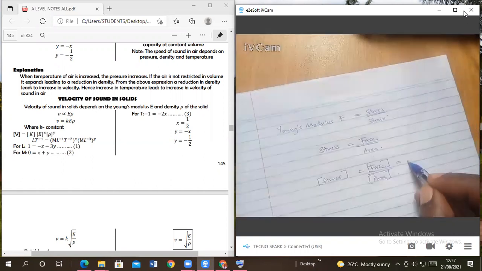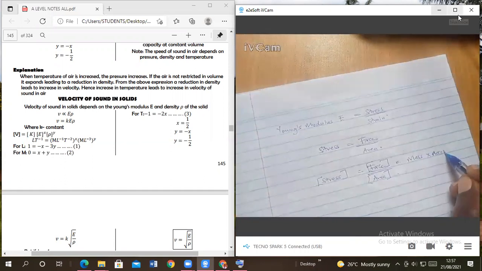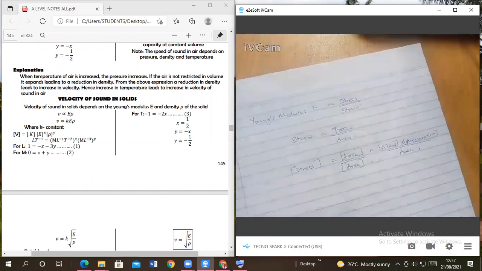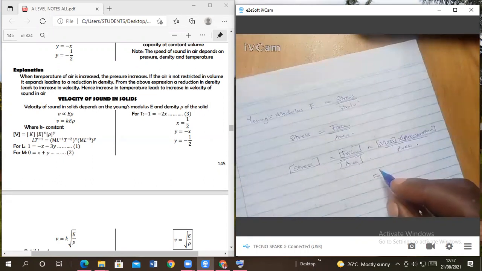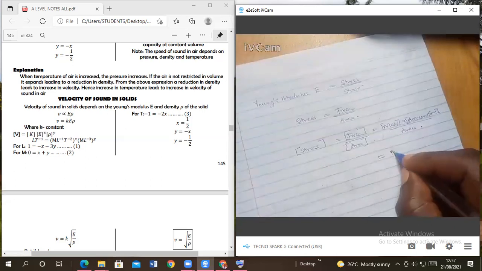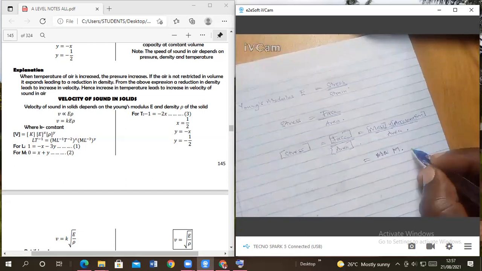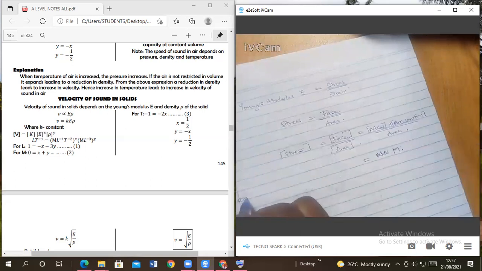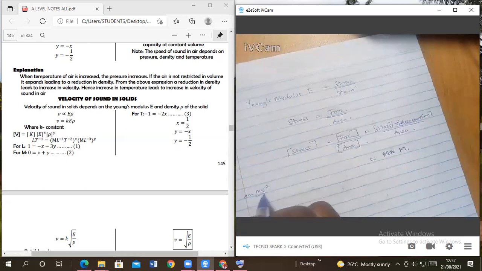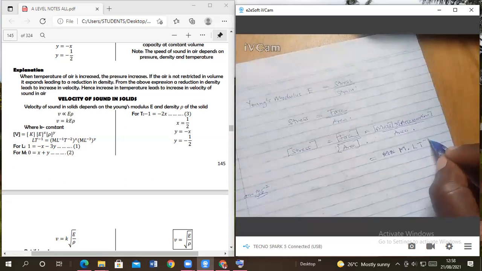So force is given by mass times acceleration, isn't it? So we have to find those dimensions, divide by the A. The dimension of mass is M, isn't it? And acceleration is? What are the units of acceleration? Meters per second squared. So it means it is L T to the power negative 2, isn't it? Because this M is length, meters. So L T to the power negative 2.